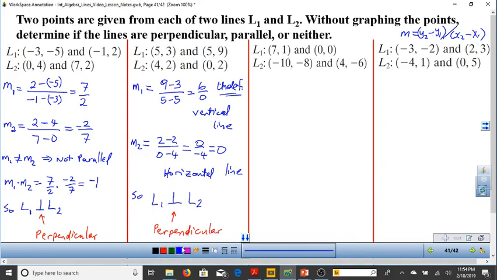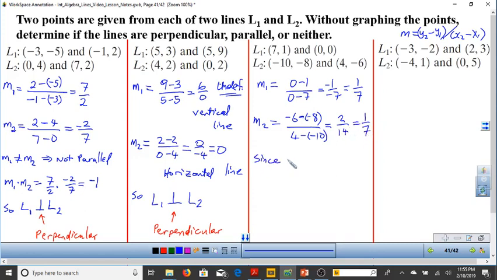Let's take a quick look at this one here. Slope of M1 is 0 minus 1 over 0 minus 7, which is negative 1 over negative 7, which is 1/7. And the slope of M2 is negative 6 minus negative 8 over 4 minus negative 10. That gives me negative 6 plus 8 is 2. And 4 minus negative 10 is 14. That gives me 1/7.